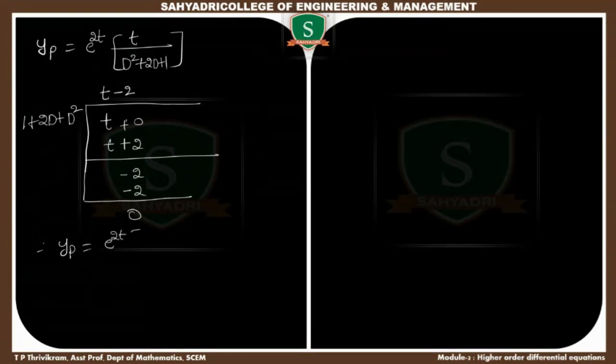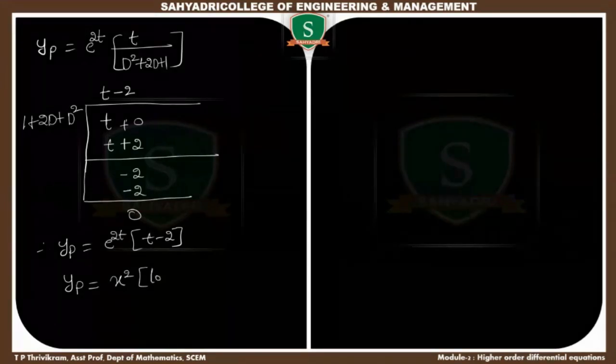In the place of this, you need to write t minus 2. So yp is equal to, in the place of t, what we need to substitute? Log x. So e power t is x. E power t whole square is x square. So you'll get x square into log x minus 2.